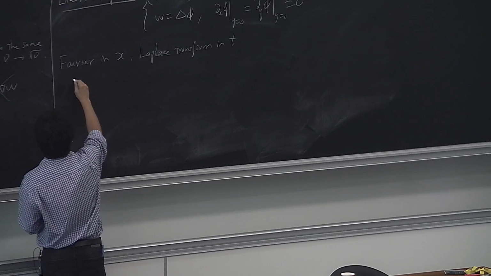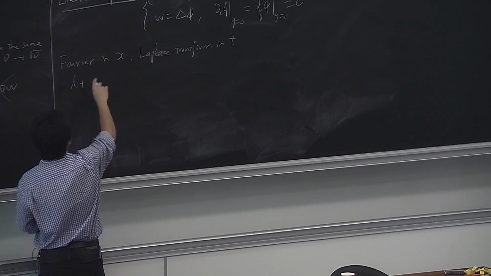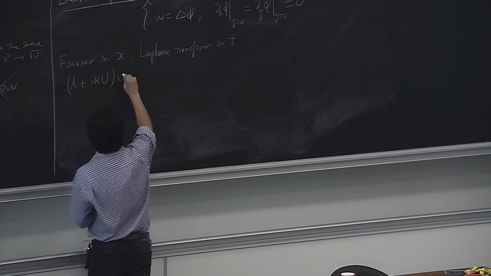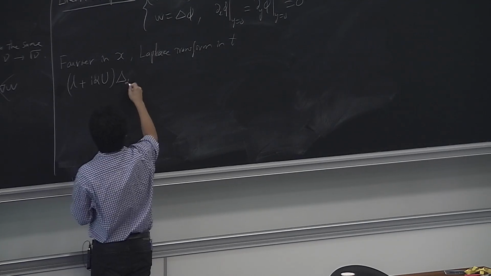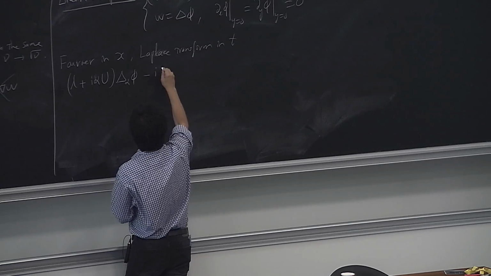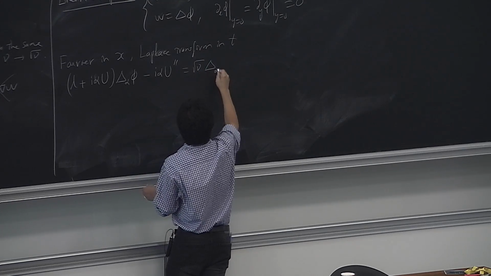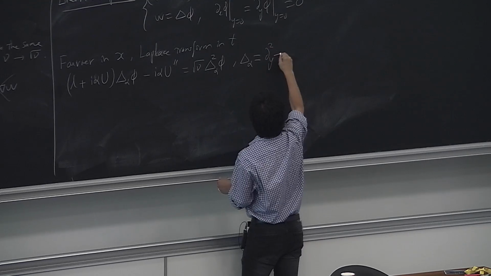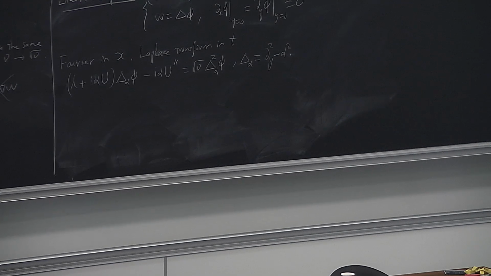You get lambda plus i alpha u, and so on. So lambda is the Laplace transform variable for t, and alpha is the Fourier transform variable in x. And actually, I'm going to write w in terms of Laplacians. So it's the Laplacian alpha of phi, u double prime equals the square root of nu, Laplacian alpha squared phi, where just for convenience, Laplacian alpha is the second derivative minus alpha squared. So alpha is the Fourier variable in x.